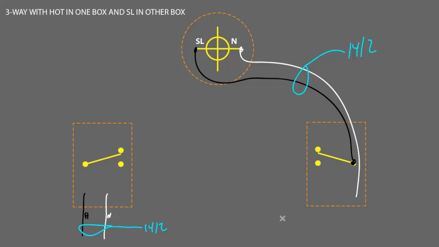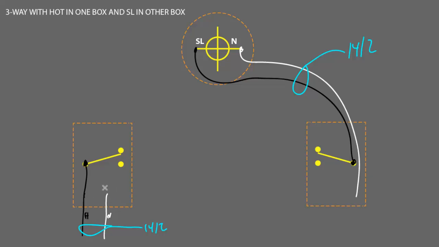So most of the wires are already connected in this box. Let's start connecting wires in this box. I'm going to take my black wire, that's my hot, and I'm going to bring it to the common screw. I'm bringing it to the common screw because I need my hot on one side and my switch leg on the other if a three-way is going to work.